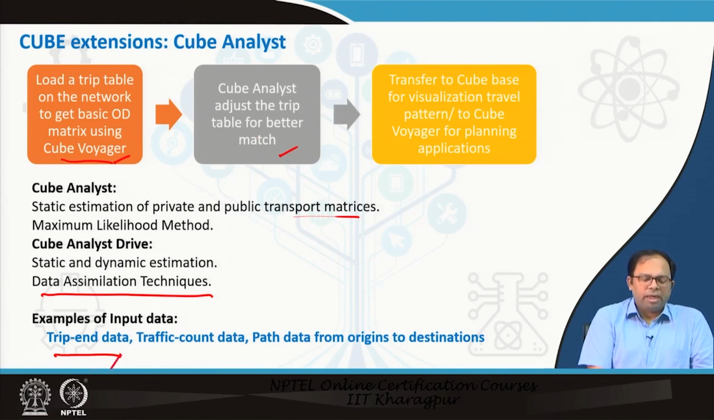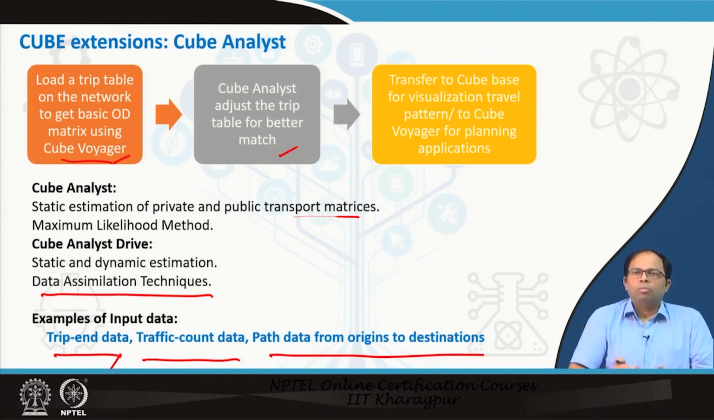So this is trip end data, traffic count data, and path data from origins and destinations. These are the different kinds of data that are input into Analyst, and we get more modified OD matrices, which could also be integrated with a forecast, so that our model is more robust and actually matches the conditions that we observed in the network.